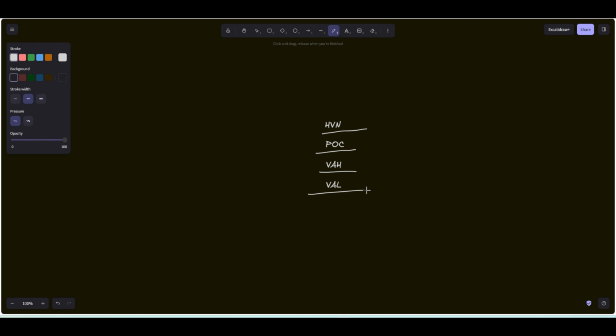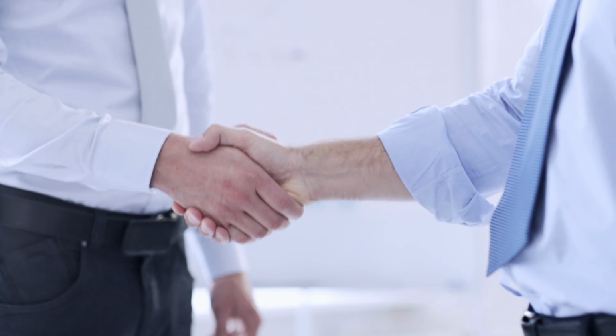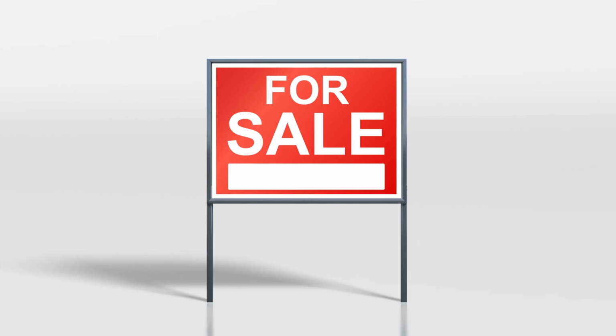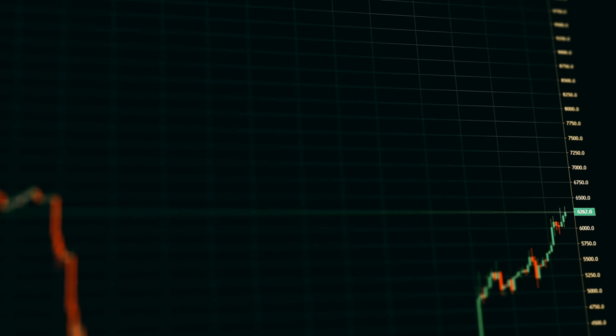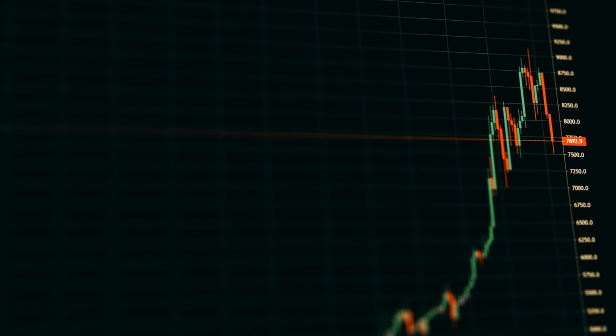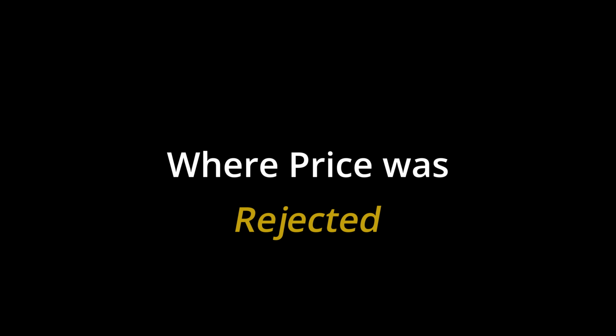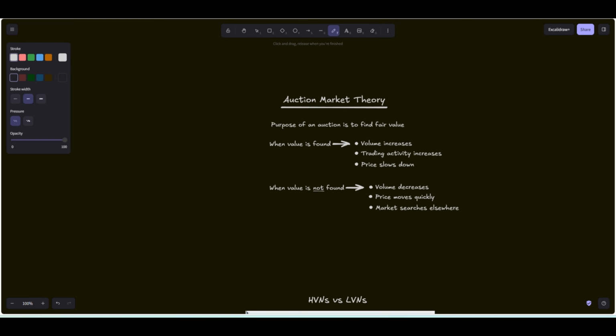Think about it like a real estate market. Imagine a neighborhood where thousands of homes are bought and sold every year. That tells us buyers and sellers generally agree on the value of homes in that area. Now imagine another neighborhood where almost nobody wants to transact. Prices move through quickly because nobody sees value there. The market works exactly the same way. Volume profile is showing us where buyers and sellers agreed, where buyers and sellers disagreed, where price was accepted, and where price was rejected. To understand volume profile, you need to understand one concept.